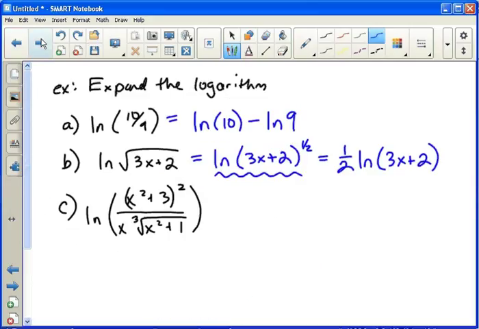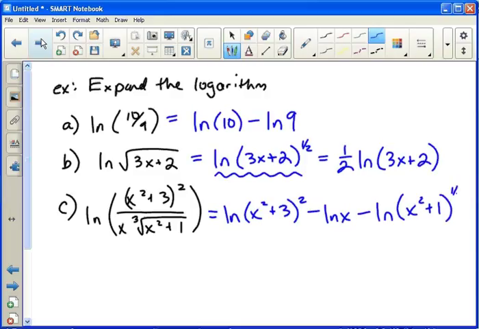So I would write this as the natural log of x squared plus 3 squared, minus the natural log of x, minus the natural log of the cube root of x squared plus 1. And I am going to go ahead and change that cube root to a power of 1/3.